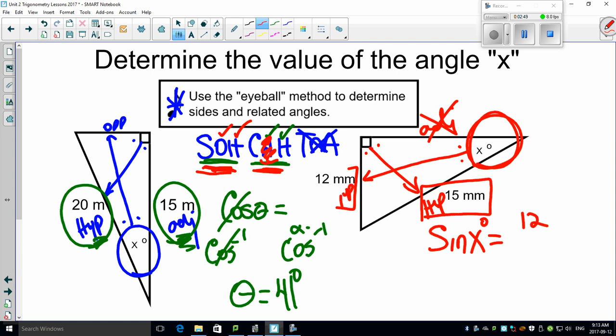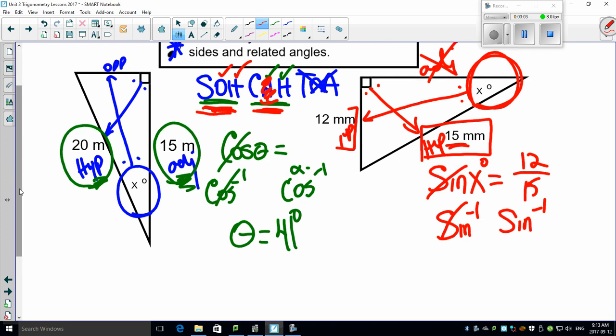Okay. Opposite over hypotenuse, which is 15. And again, all you have to do is inverse sine both sides, right? Show that cancellation. That's kind of important to show that little step. That would be really, really nice. Then you can see that your x degrees is the inverse of this.